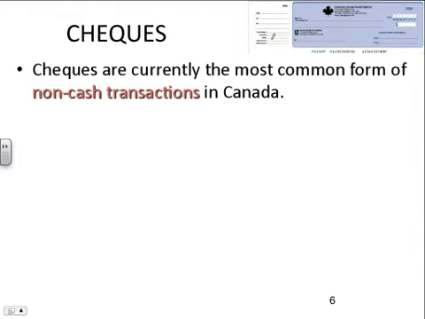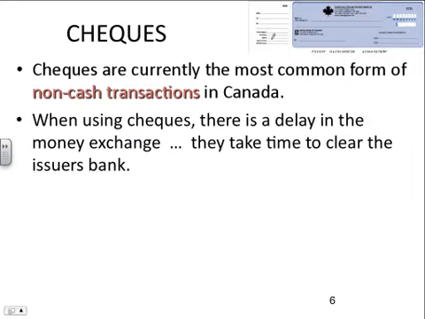Currently, checks are the most common form of non-cash transactions in Canada. When using checks, there is a delay, unfortunately, in the money exchange. Basically, when you deposit a check into your bank account, sometimes you have to wait until that bank contacts the other bank and finds out if there are enough funds in the bank account of the person who wrote the check to clear the check.